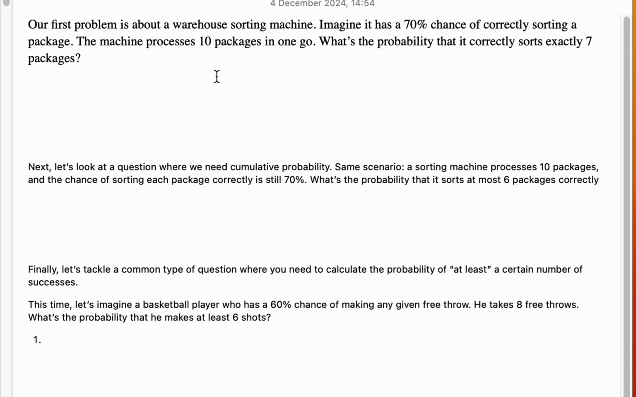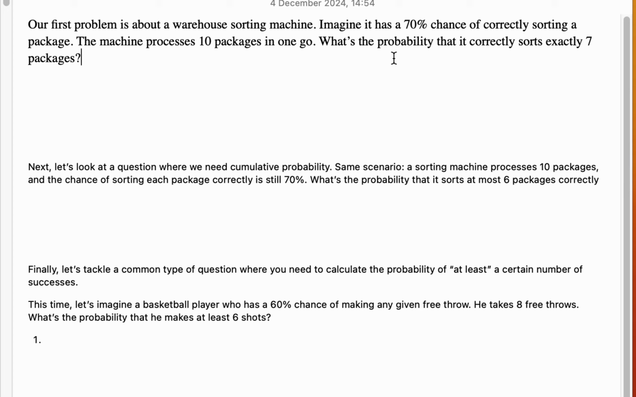Our first problem is about a warehouse sorting machine. Imagine it has a 70% chance of correctly sorting a package. The machine processes 10 packages in one go. What's the probability that it correctly sorts exactly 7 packages?